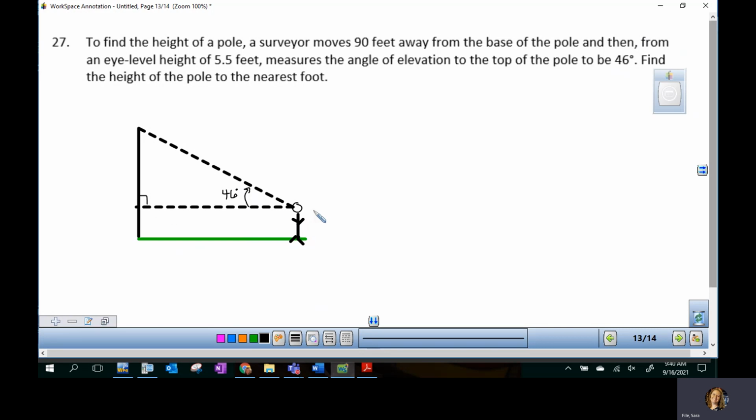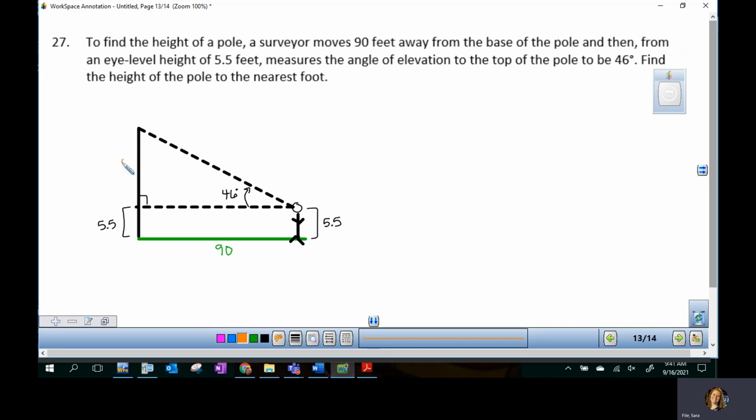He is right here, the eye level, 5.5 feet. So that means this little piece right here is 5.5 feet, right? Okay. He's 90 feet away. What is the height of the pole?